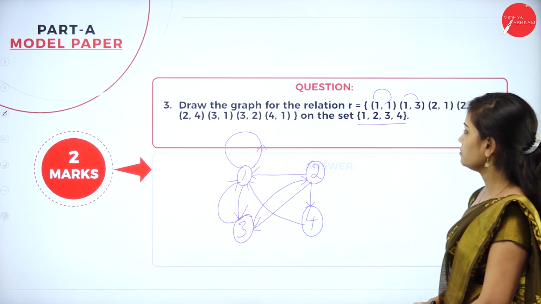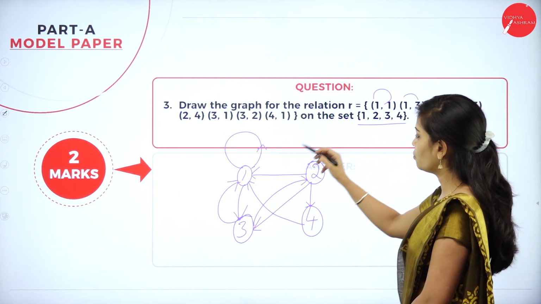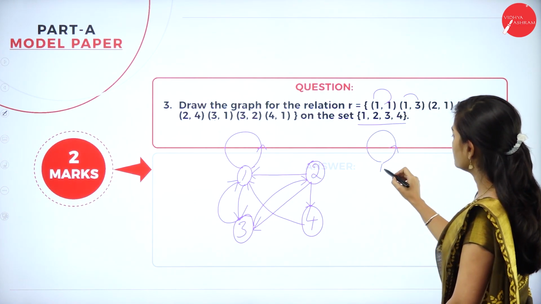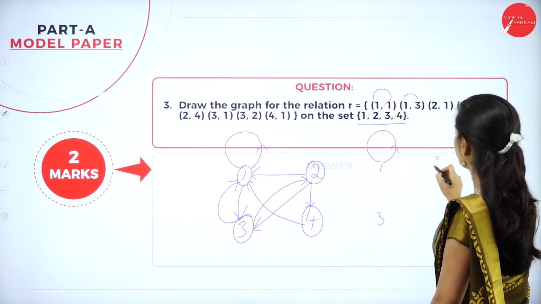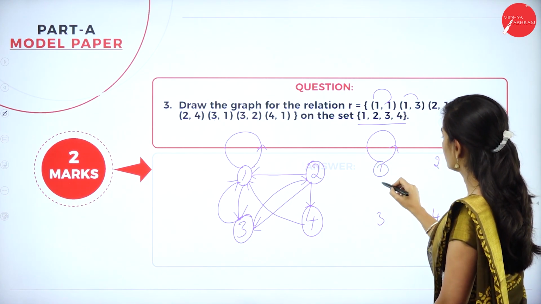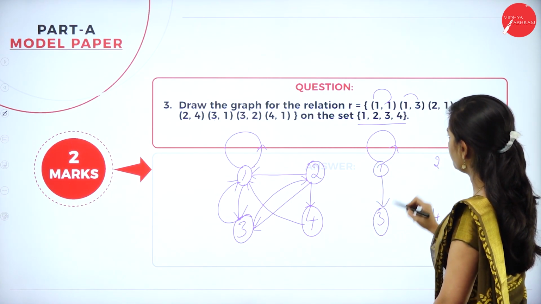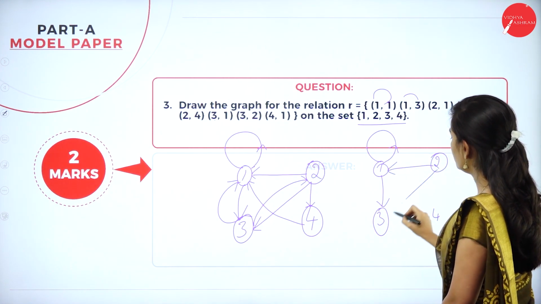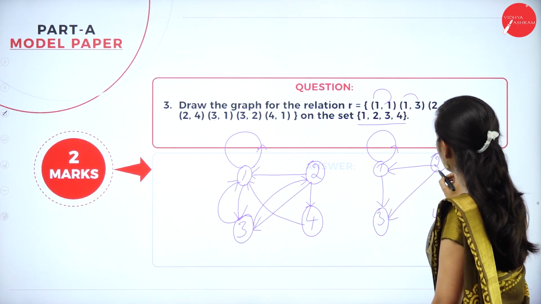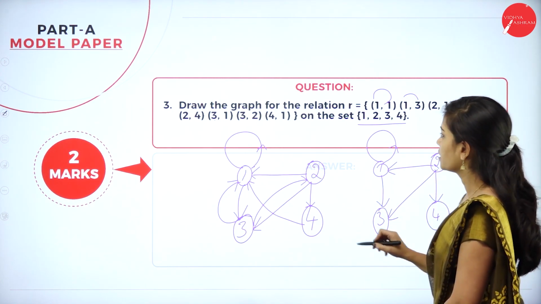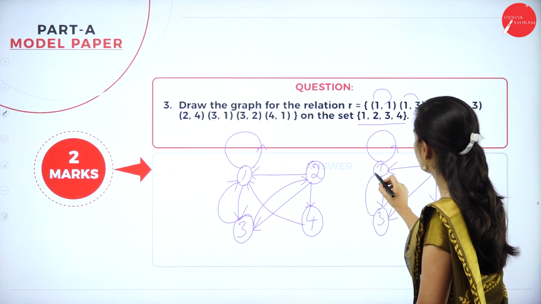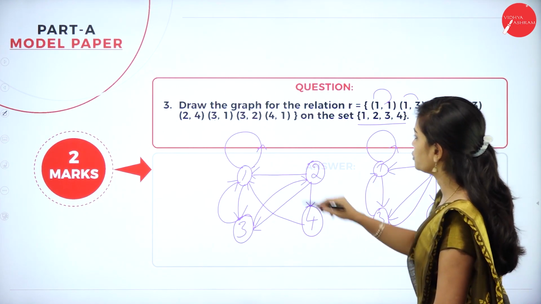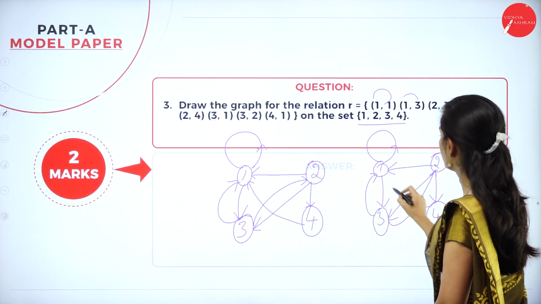That's it. I'll repeat. 1 to 1 is a self loop. 1 to 3. 2 to 1, and again 2 to 3, and again 2 to 4, and again 3 to 1. 3 to 1 and 3 to 2 and 4 to 1.